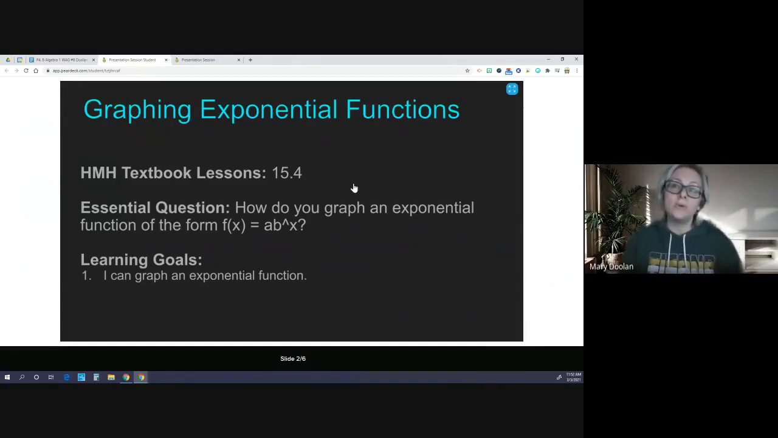Your EQ: how do you graph an exponential function of the form f of x equals a times b to the power of x? When you are not provided tools to type exponents, this means that the exponent x is up here with this b. If you ever see that, which sometimes you would, that's what it means. Your learning goal: I can graph an exponential function. Very straightforward here.